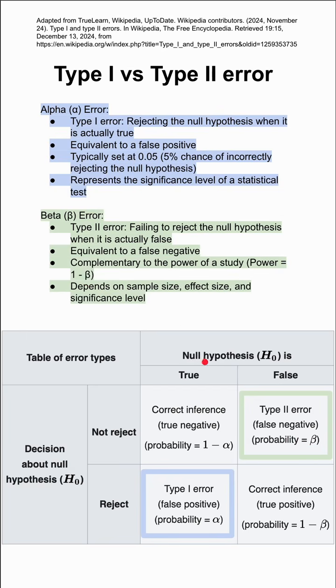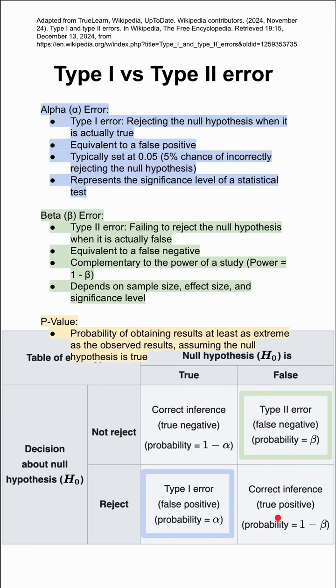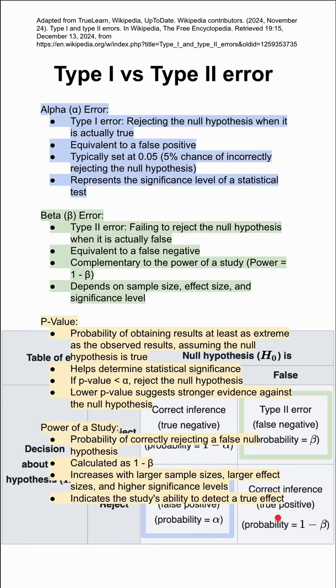The power is 1 minus the beta, so the power is actually your probability of having a true positive, of rejecting the null hypothesis when the null hypothesis was false, which is the right thing to do, and that's the power of the study. So again, some extra details on the p-value and on the power of the study.